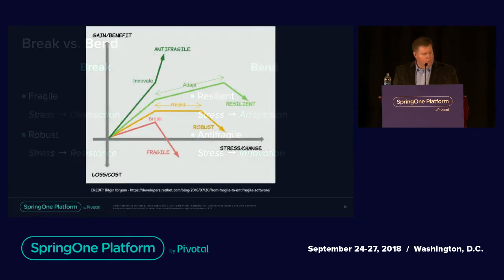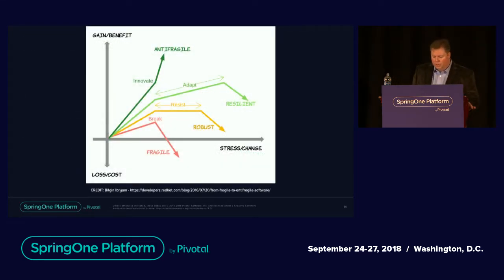Now, I wish I could take credit for this graph, but I can't. I borrowed it. And I think it really shows these four different choices well. And if you look at stress and change as it goes up, the fragile system doesn't last very long. The robust system lasts a bit longer, but eventually hits its breaking point. The resilient system adapts, and it actually is able to benefit and gain. We can do more, but eventually, again, we hit our breaking point. Anti-fragile, theoretically, never has a breaking point. It just gets better and better and better.